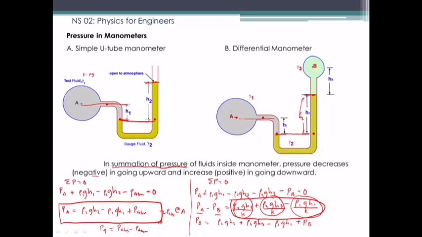Since point B is known, that is PA is equal to gamma 2 h2 plus gamma 3 h3 minus gamma 1 h1, that is plus pressure at point B. This is because the quantity rho g, density times gravitational acceleration, is equal to gamma, or the specific weight. Okay. So, this is now your equation. What can you see? This is the pressure difference between the 2 points. This is the pressure at point A.